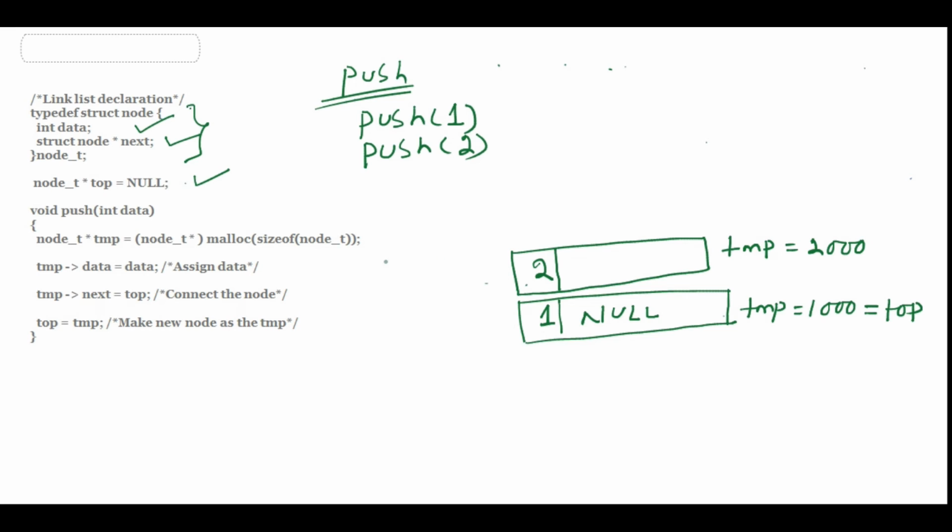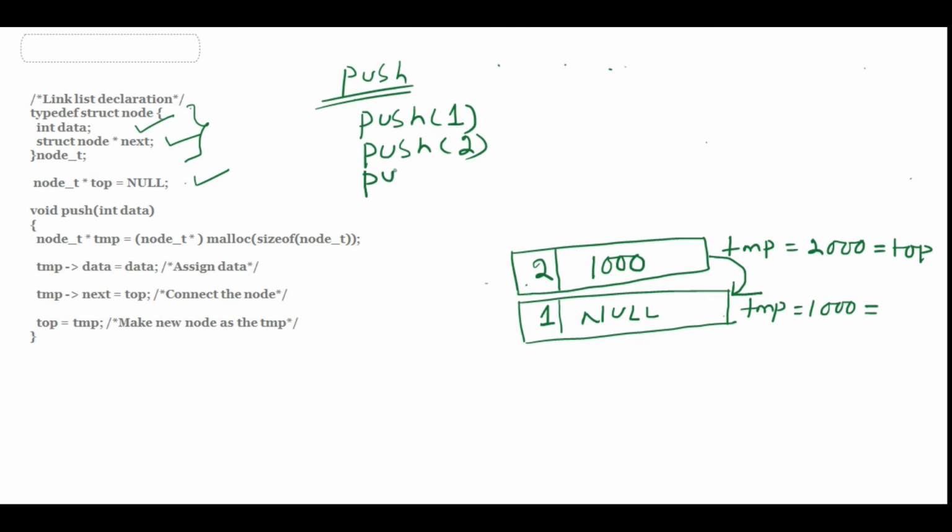Next, temp of next equal to top. So this is the link field or the next field, equal to top. Top, as you know, is 1000. So this will be 1000. Now top equal to temp. Now this will be the top. This is not the top now. This is the top, and the connection is like this. So in this way we have inserted our second node into the stack.